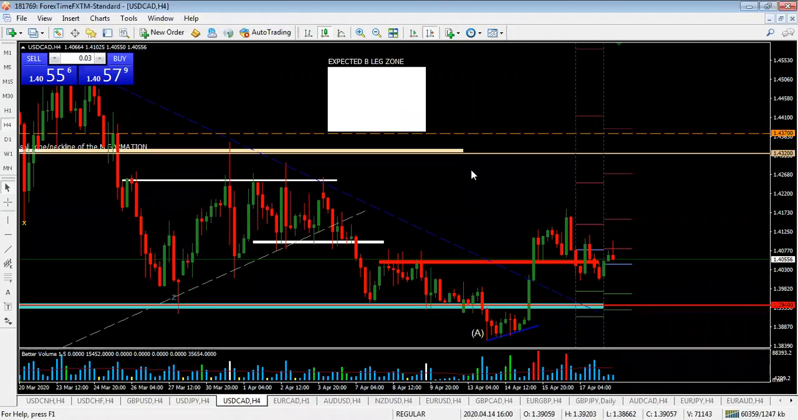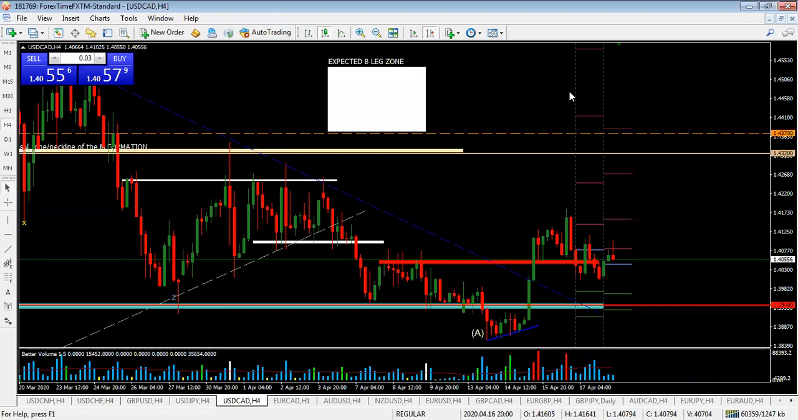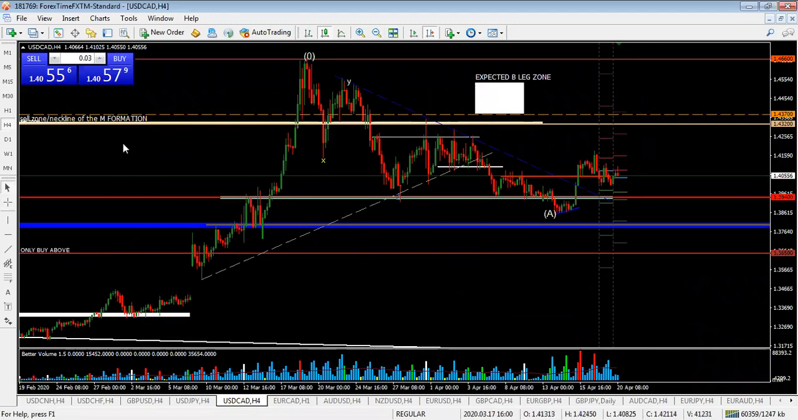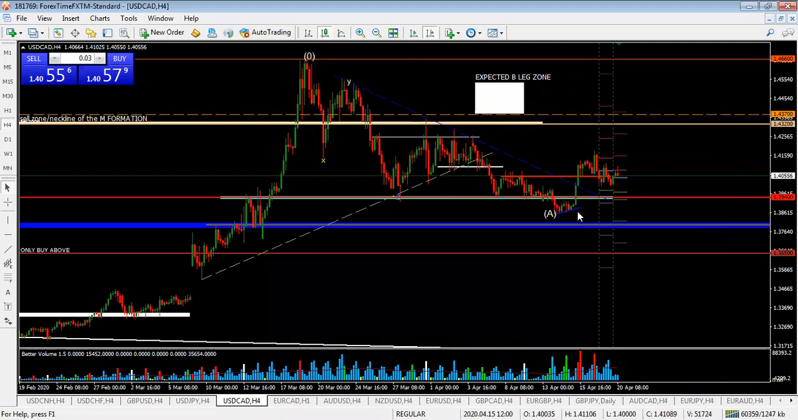And we expect our B leg to be inside of this zone. We have a range from the 1.43700 to the 1.445, where we expect the leg termination. Why do we expect that? Because if you use your Fibonacci tool from the swing high to the swing low, you identify the 61.8 Fibonacci level around this zone. So that's where you want to be looking for sales when it comes to USD cash.